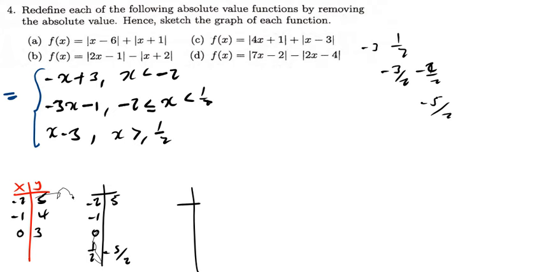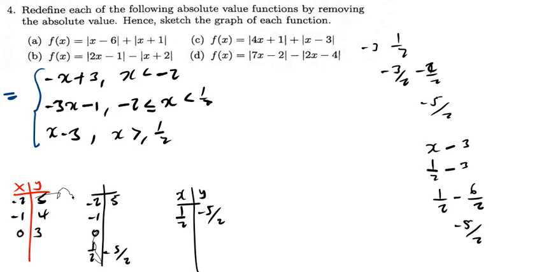Then the next one will be, if I put negative half, what do we expect? We have x minus 3. So negative half minus 3 is the same as negative 1 over 2 minus 6 over 2, because 6 over 2 is 3. So meaning this is going to be negative 5 over 2 as well. Negative 5 over 2 again.